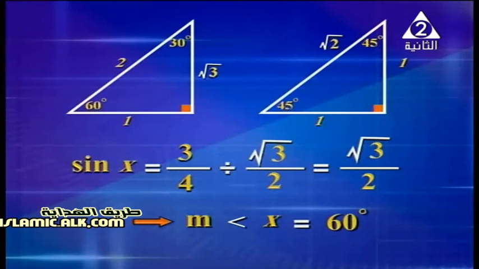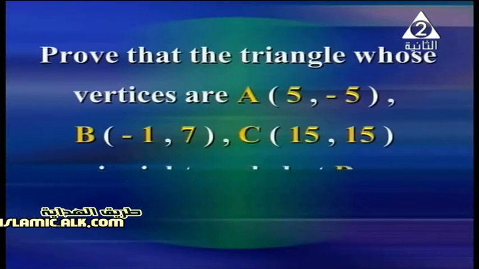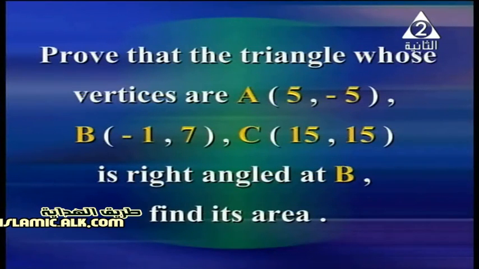Let us have another example. Prove that the triangle whose vertices are A (5, -5), B (-1, 7), C (15, 15) is a right angle triangle at B, and find its area. Do you remember how can you prove that a triangle is a right angle triangle? Of course, yes, by using Pythagoras theorem.